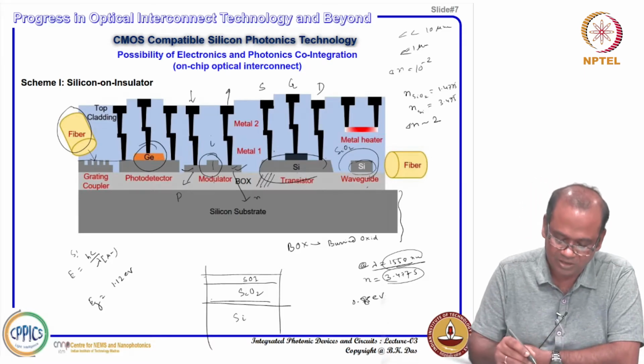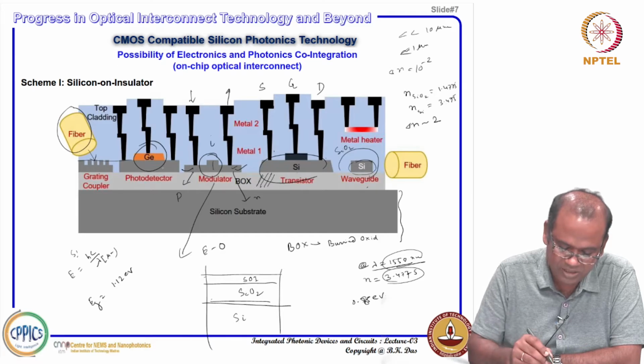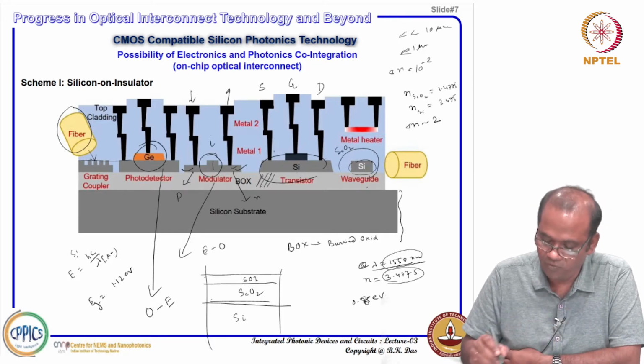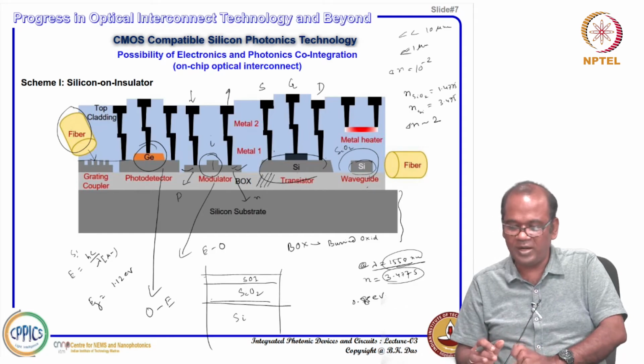So, this modulator can be useful for electrical to optical conversion. A photodetector you can fabricate, so that you can convert optical to electrical. The waveguide you can use for routing, and for multiplexing and demultiplexing components.